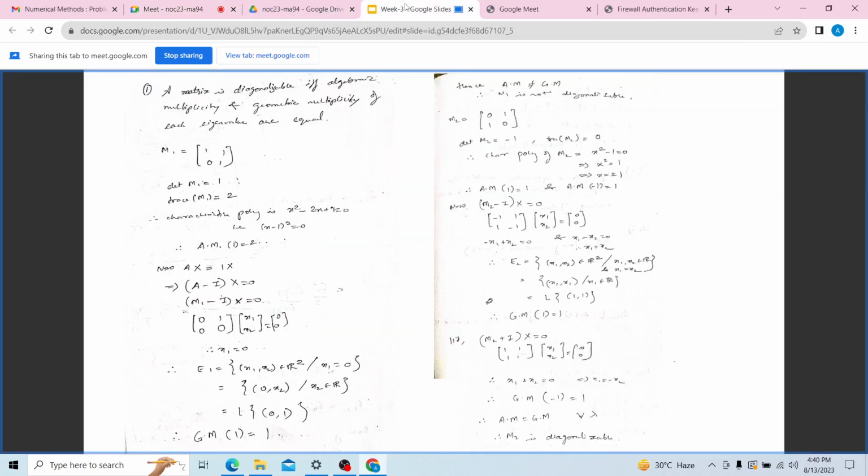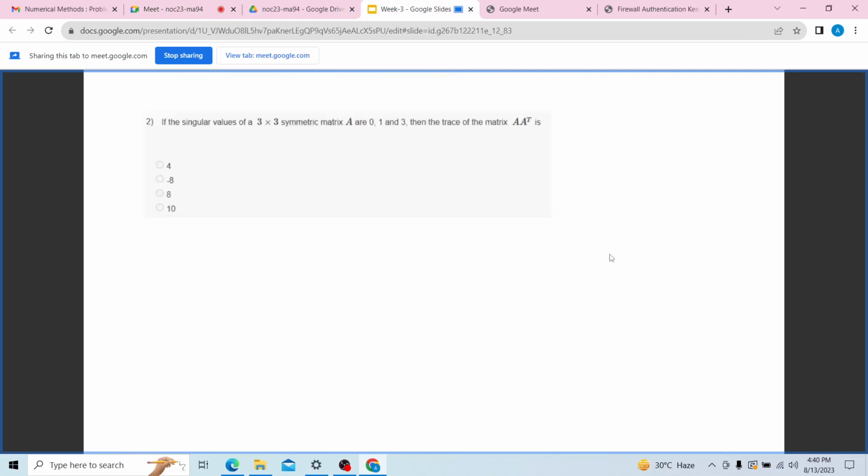So the next question is, if the singular values of a 3 cross 3 symmetric matrix A are 0, 1 and 3, you have been given the singular values, then we have to calculate the trace of the matrix A into A transpose. What is the meaning of singular values of a symmetric matrix? It is nothing but the absolute values of the eigenvalues. The absolute values of these eigenvalues will again be 0, 1 and 3.